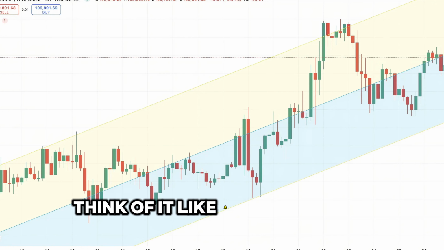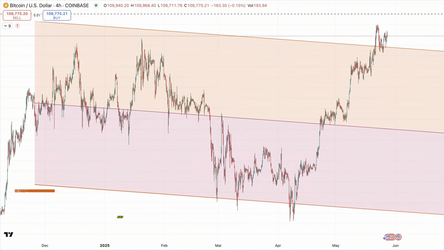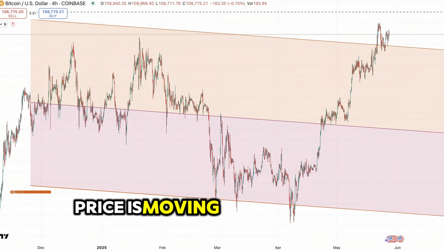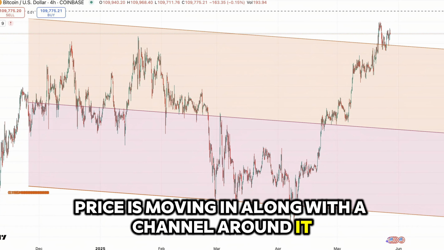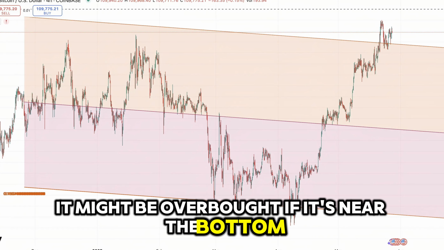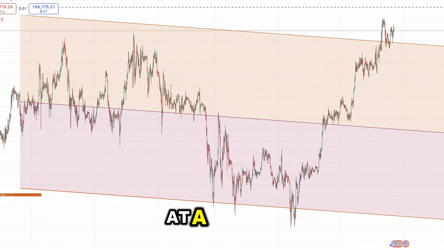There's an indicator in TradingView called Linear Regression Channel that makes this really easy. Just add it to your chart, and it'll automatically show the average direction price is moving in, along with a channel around it. If price is near the top of the channel, it might be overbought. If it's near the bottom, it might be oversold. It's a great way to spot potential turning points at a glance.